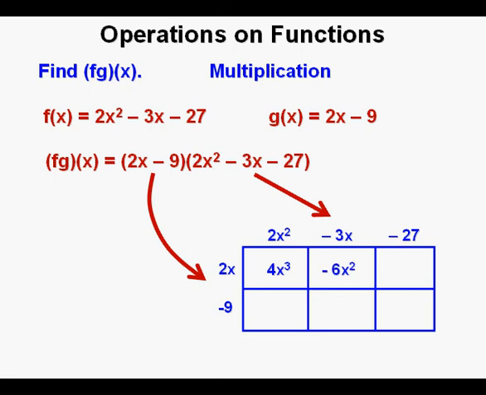We have 2x times negative 3x equals negative 6x squared in the center top cell. And in the top right cell, we have 2x times negative 27, which equals negative 54x. In the lower left cell, we have negative 9 times 2x squared, which equals negative 18x squared. In the lower center cell, we have negative 9 times negative 3x equals positive 27x. And in the lower right cell, we have negative 9 times negative 27 equals positive 243.